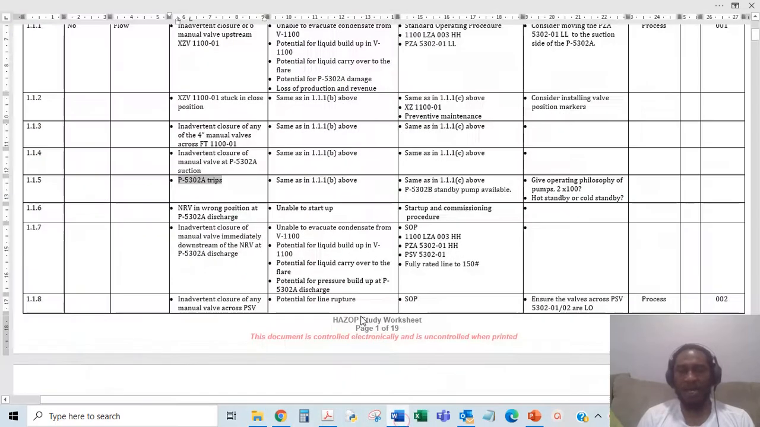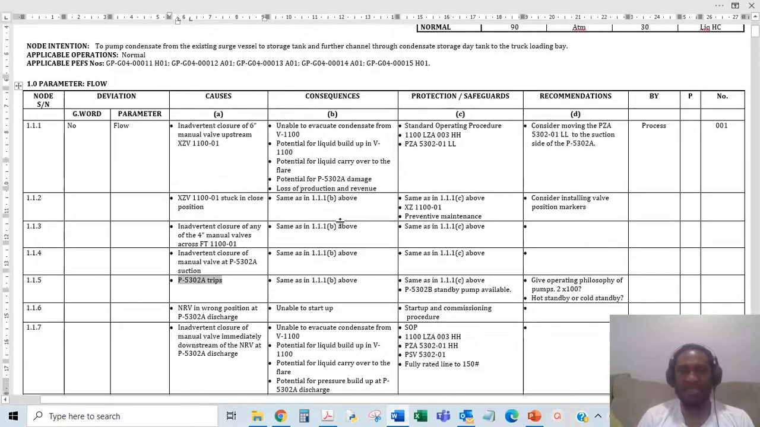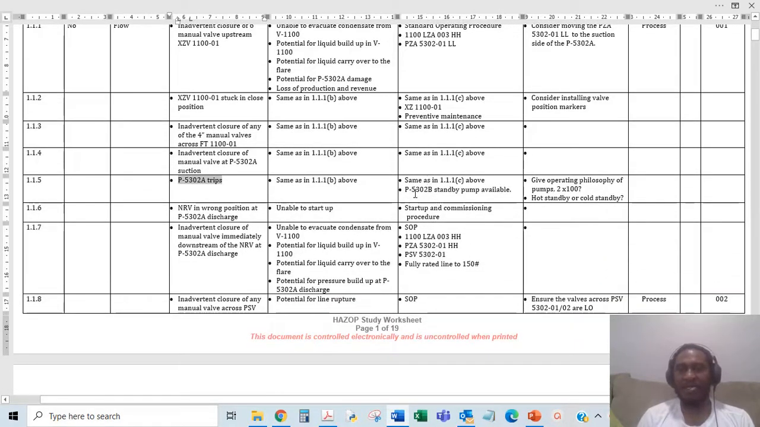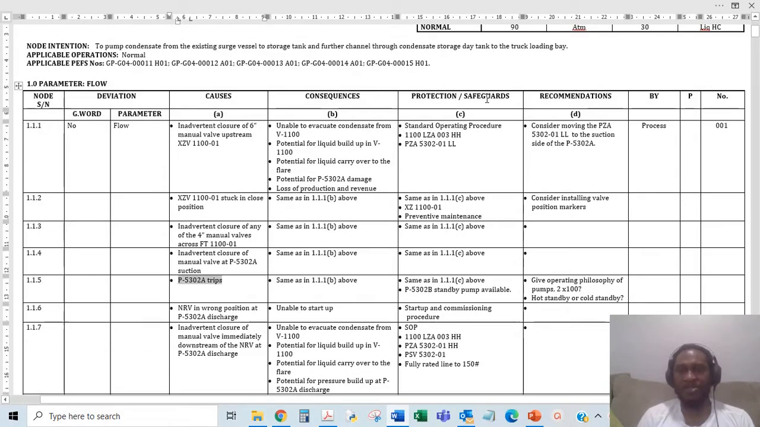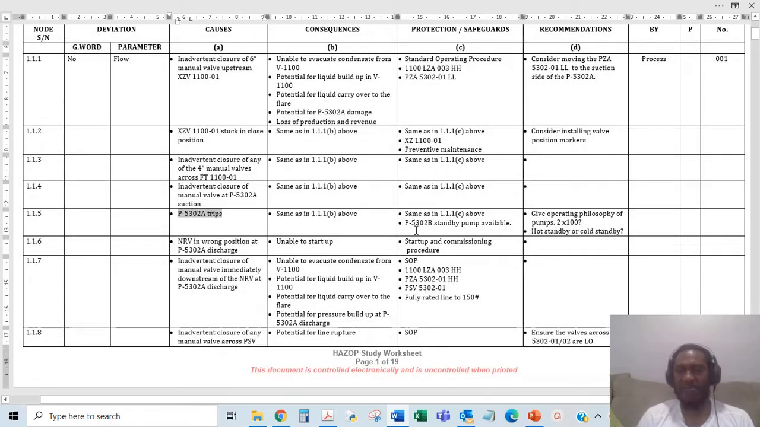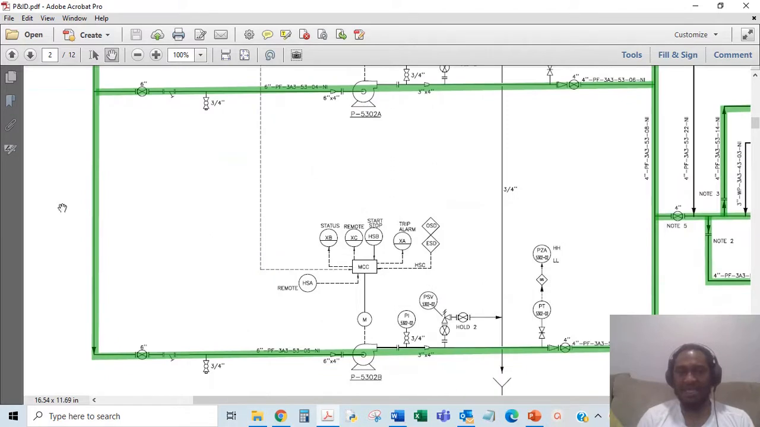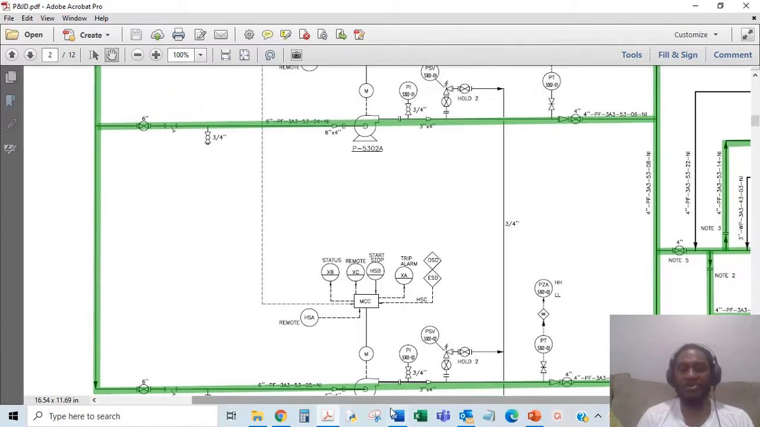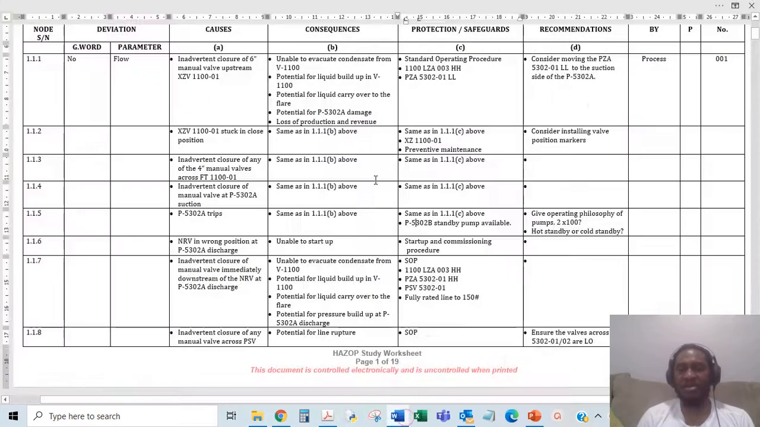So what are the consequences? The consequences are the same as above, and the safeguards are still the same as above, but here you have a second pump on standby. So if this fails, that's a safeguard. This would kick in and make sure that the plant is still running. So that's some sort of protection. That's why you have the two pumps. So here I said give operating philosophy, hot standby, cold standby, and the likes.